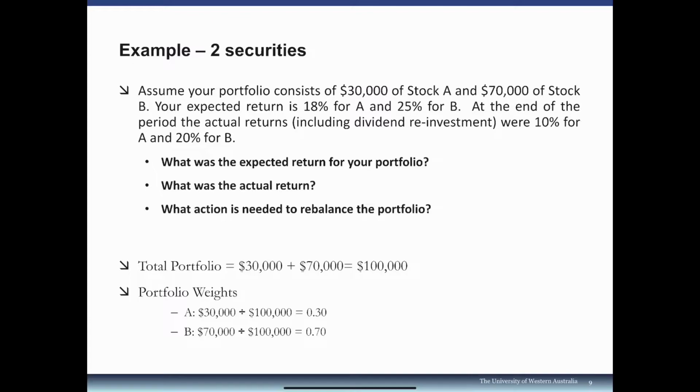So what was the expected return for your portfolio? What was the actual return for your portfolio? And what action is needed to rebalance the portfolio? Let's go through each point, and we'll talk about what you mean by rebalancing. Given your original investment in A was $30 and B was $70, your total portfolio was 30 plus 70, which is $100. Portfolio weight for A was 30 divided by 100, 30%. For B it would be 70 divided by 100, 70%.